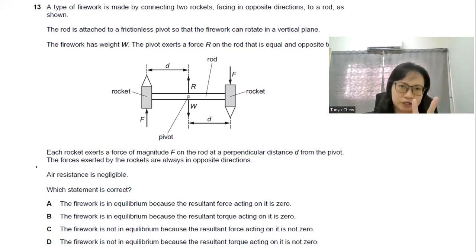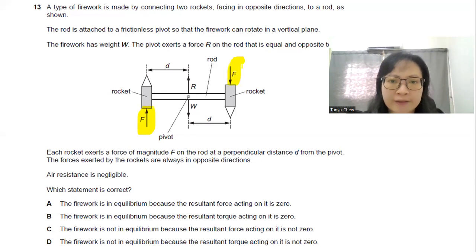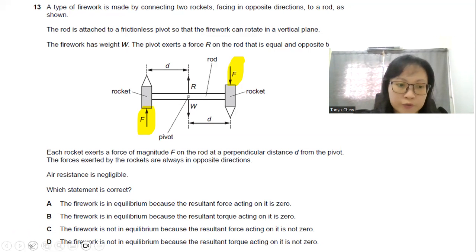But there are two conditions for a system to be in equilibrium. What about the total moment? What about the resultant moment? It is not equal to 0. Why? It is because these two forces are acting in the opposite direction and they are perpendicular to the rod and they are being separated by a distance. These two forces are coupled, and a couple will never produce equilibrium.